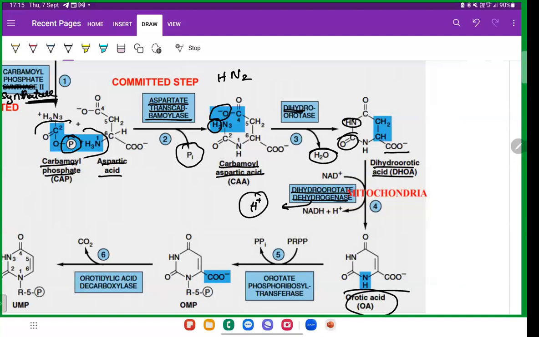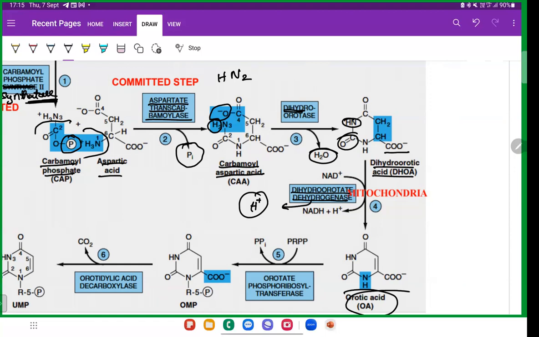So you add this dihydroorotic acid in the presence of dihydroorotate dehydrogenase. This dihydroorotate dehydrogenase activity happens in the mitochondria. So dihydroorotate dehydrogenase removes the 2 hydrogen. So dihydroorotic acid is going to form orotic acid now.